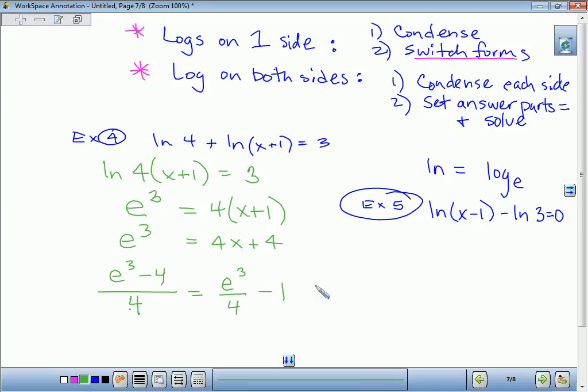Now, if I ask for a decimal, you would do the second and ln button on the calculator because that automatically pops up base e. Second ln, 3, divided by 4, minus the 1. And so the approximate answer would be 4.02. So x would equal (ln 3 over 4) minus 1.